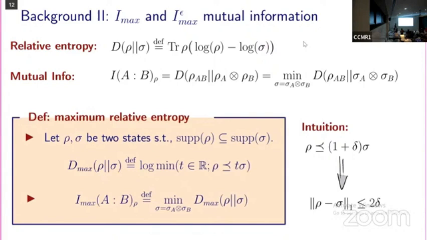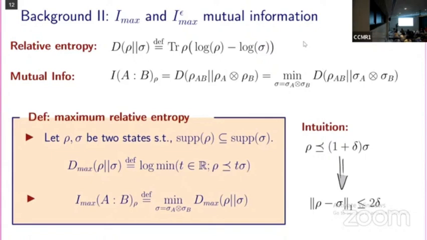The maximal relative entropy is defined by this formula. We are given a state rho and another state sigma, such that the support of rho is inside the support of sigma. We are looking for the minimal t such that rho is smaller than t times sigma. Once we have that, we take the log, and this is the D max. The intuition is that if we have to multiply just by one plus delta, then actually rho and sigma are pretty close to each other.